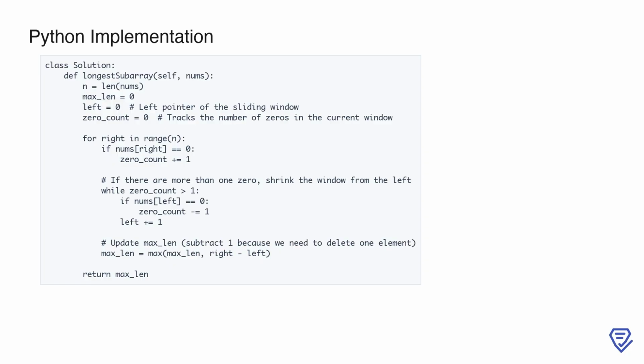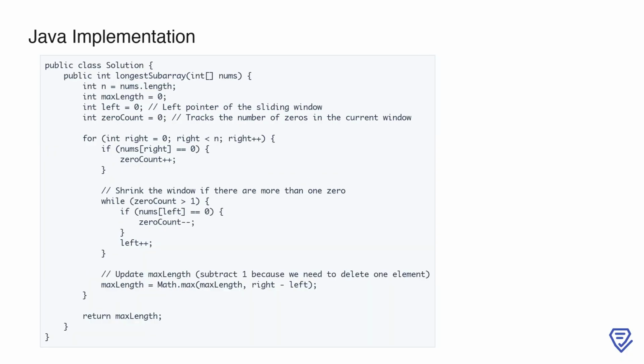This makes the solution efficient and well suited for large inputs. This is the Java implementation of LeetCode problem number 1493, longest subarray of 1's after deleting one element. The logic mirrors the Python solution with adjustments for Java syntax, including explicit type declarations and usage of Java's math library for maximum calculation. The code uses a sliding window approach to efficiently track the longest subarray of 1's after removing one element, ensuring O(n) time complexity.